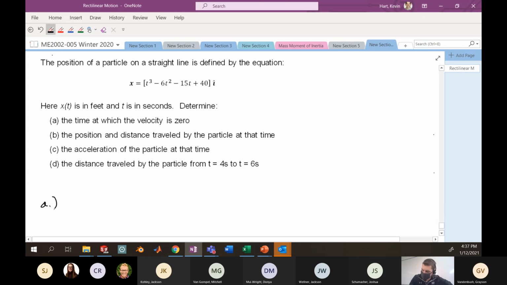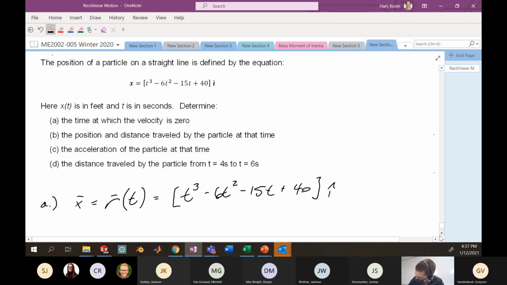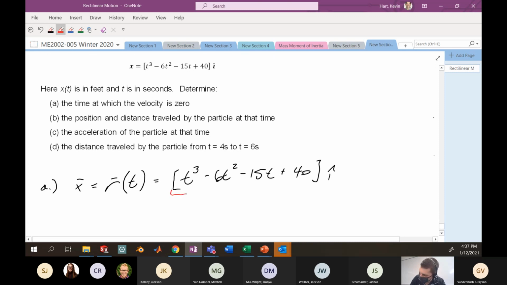Okay, let's work through this. Here, I'm given this vector. The position vector is labeled as x bar. I think we worked on calling this r bar, the position vector r, the location in space, defining the position of the particle as r as a function of t: t cubed minus 6t squared minus 15t plus 40 in the I hat direction. So we would generally say that the x position of this particular particle is given by this function, t cubed minus 6t squared minus 15t plus 40.